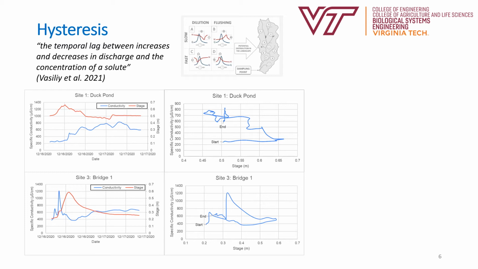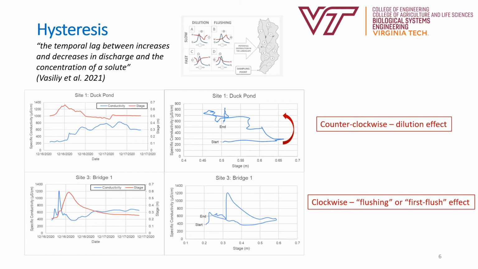To graph hysteresis for this analysis, I plotted stage on the x-axis and conductivity on the y-axis. On the left, you can see them separately for the storm event, and then on the right are the hysteresis graphs. A counterclockwise behavior is seen as denoted by the arrow indicating a dilution effect, since the conductivity doesn't start increasing until the stage peaks and then decreases.